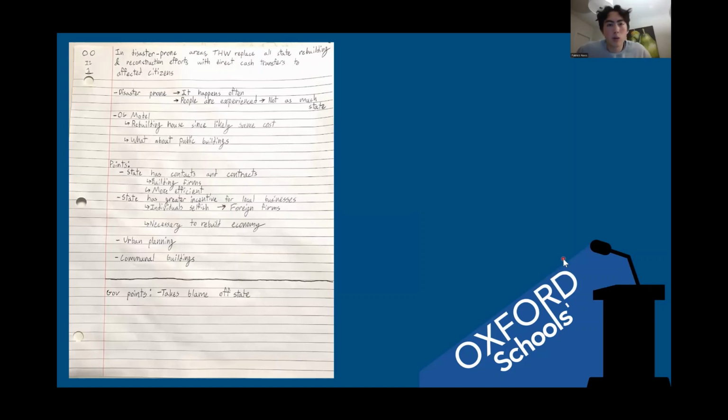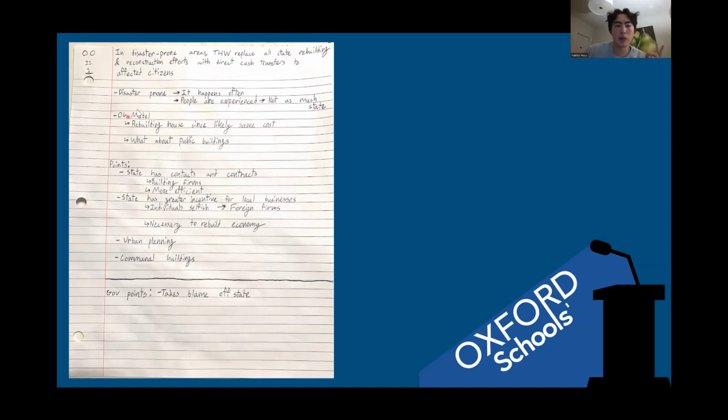This is what I did as my brainstorming sheet. This is what I was using in the silent prep time. First we see the motion right at the top. We can see, top left, my position, opposition. First I start with disaster prone. What does this mean? Happens often. People are experienced. And so I say not as much state. This isn't clear, unless you are me. I'm just writing things that will trigger my memory, so it doesn't necessarily need to make sense, just whatever helps you.